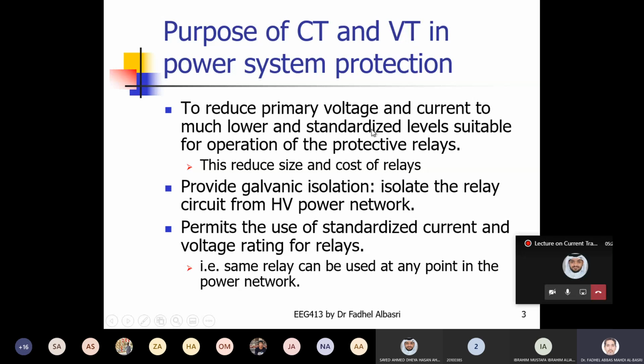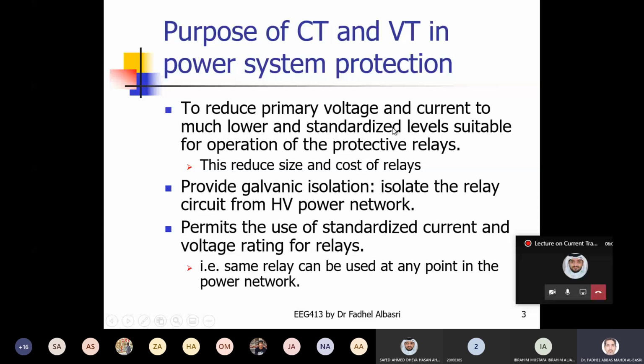So what is the purpose of the CTs and VTs in a protection system? Basically, as I mentioned, they provide the main primary function to reduce the current for the current transformer and the voltage for the voltage transformers to a lower and standardized level at the output. And this standardized output is mostly suitable for protective relays. As a result, the size and cost of relays would reduce.